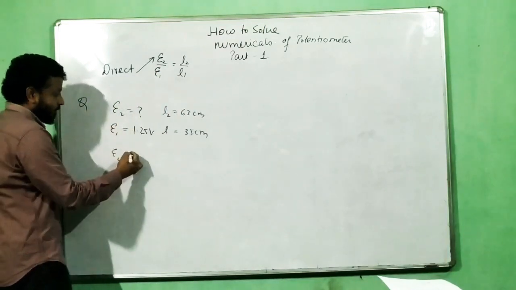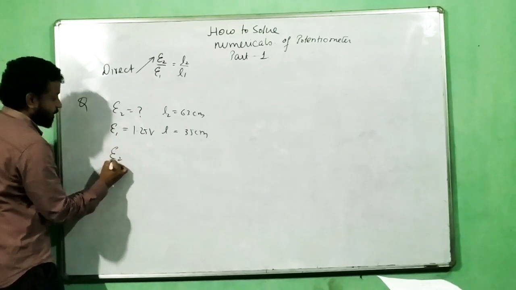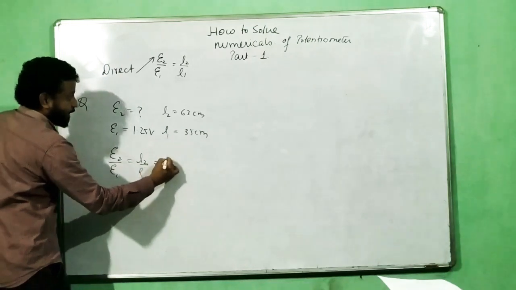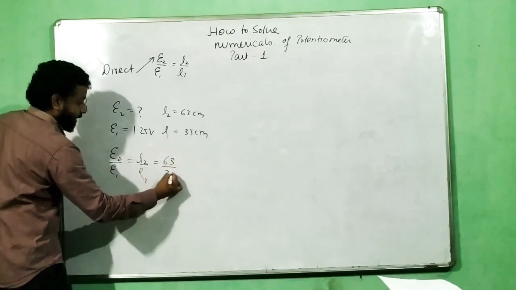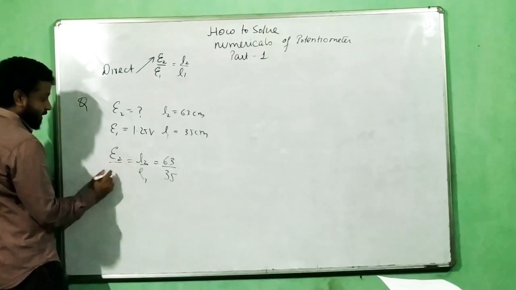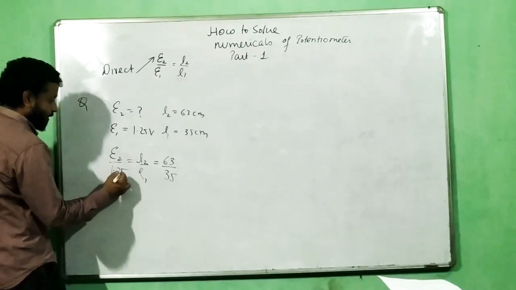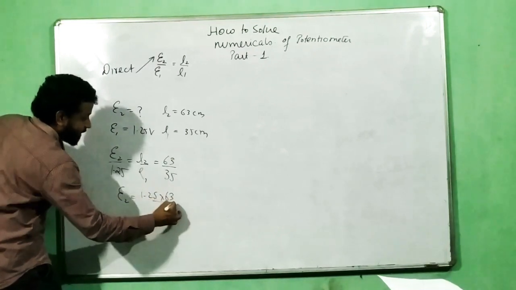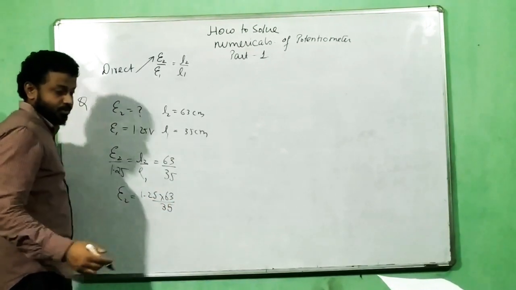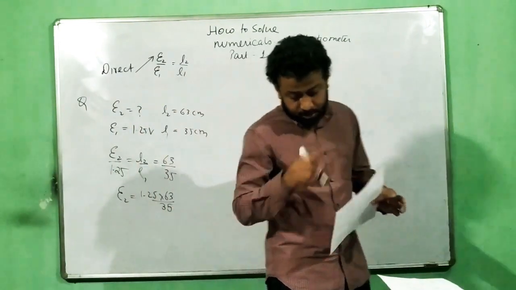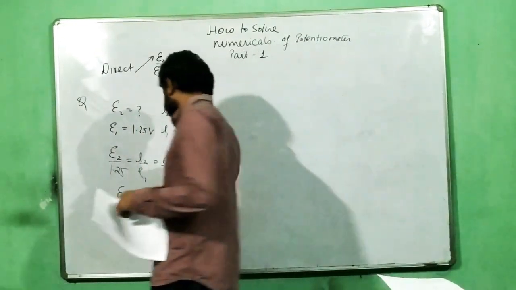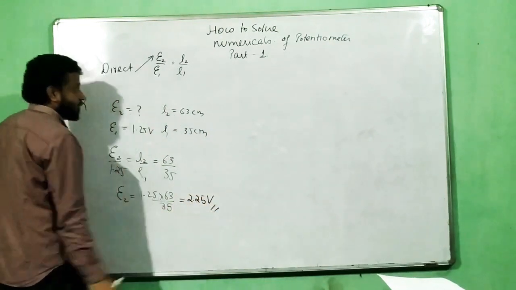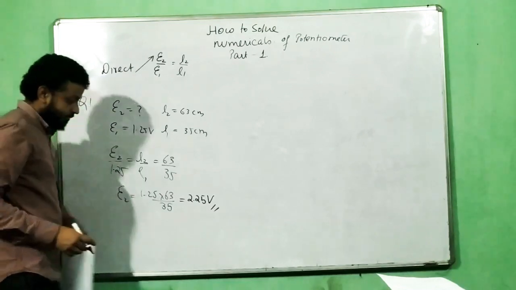If you solve it, E2 by E1 is equal to L2 by L1. L2 is 63, L1 is 35, and E1 is 1.25. So E2 will be equal to 1.25 into 63 divided by 35, and that will give you the final answer. Answer will be 2.25 volt. That is question number 1.